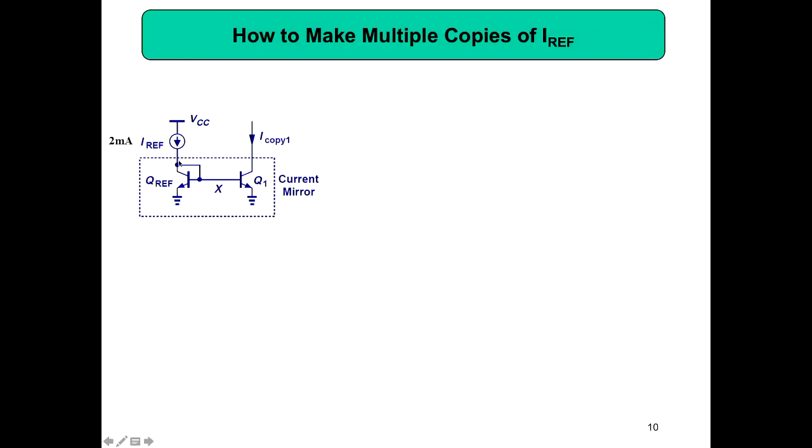So 2 milliamps is coming to this point, and then 2 milliamps is coming down as collector current. If this is 2 milliamps and if we neglect all the base currents, what is the current here? It will be definitely 2 milliamps. So you get 2 milliamps here.